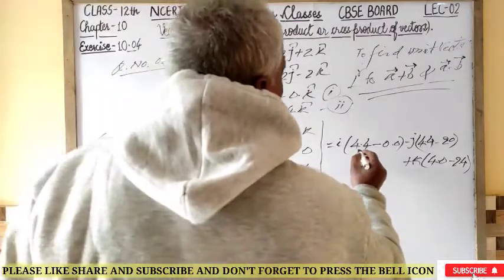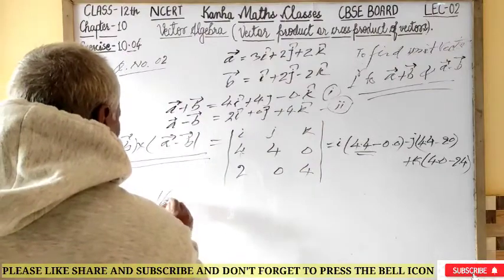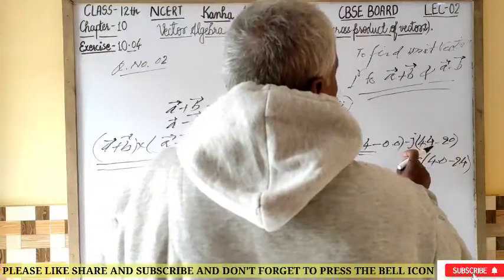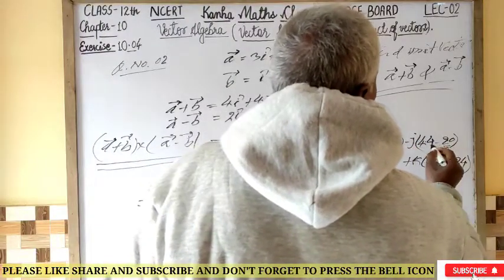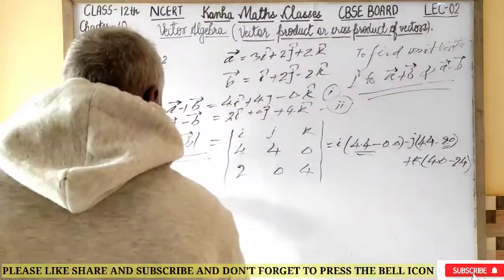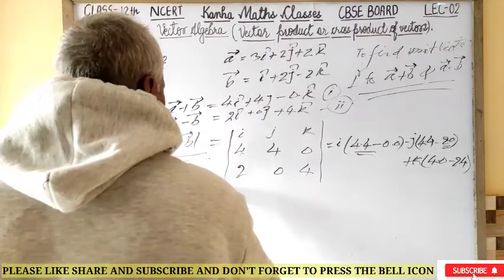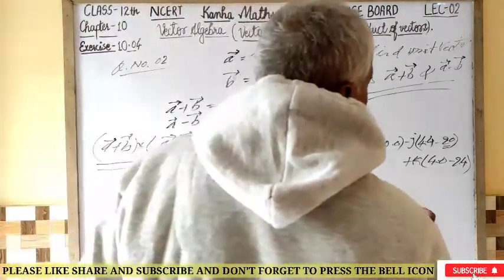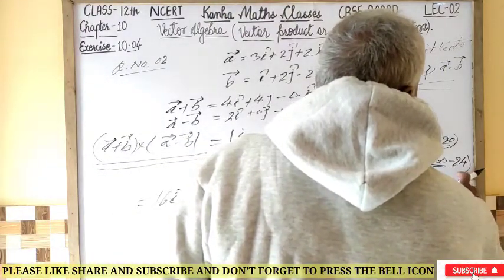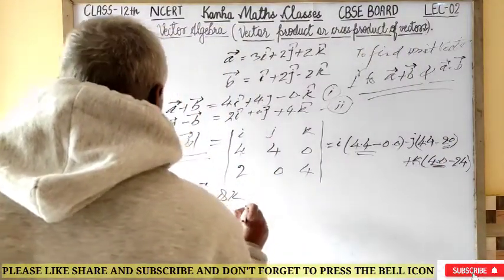This is 4 into 4, means 16, so 16i. And this is 2 into 0, means 0, 16 minus 0 means 16, so minus 16j. And here 4 into 0 means 0, minus 2 into 4 means minus 8k.